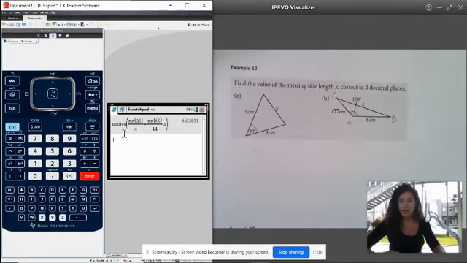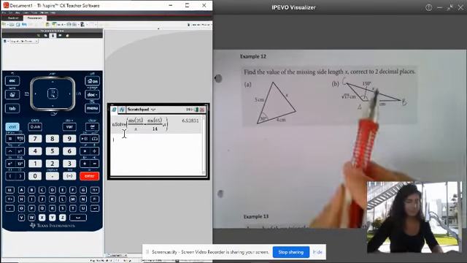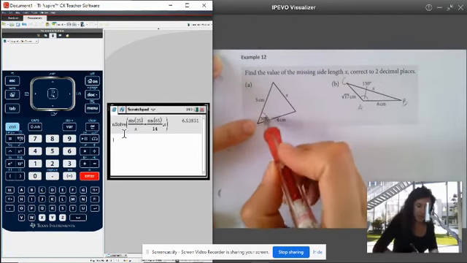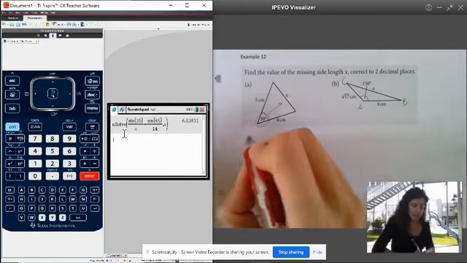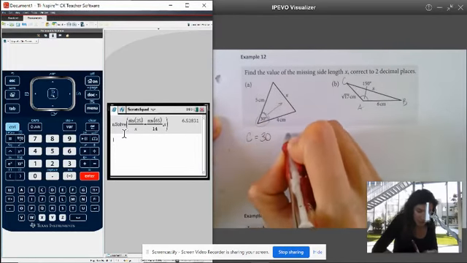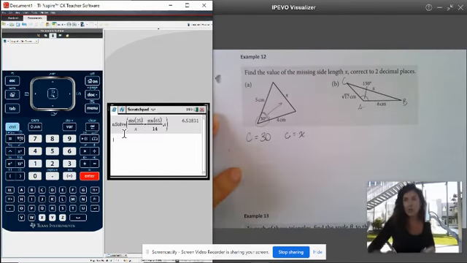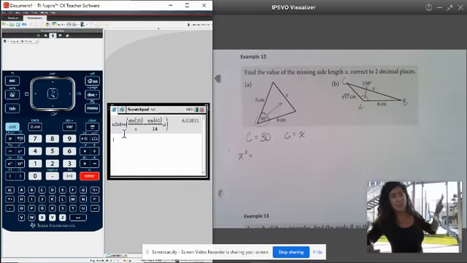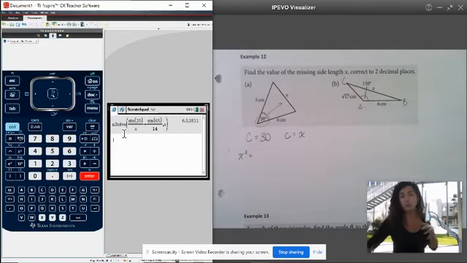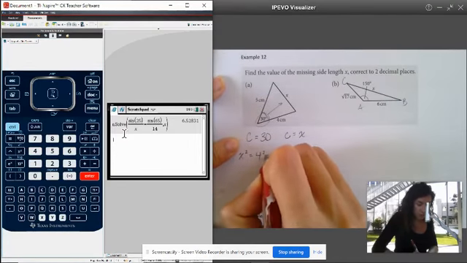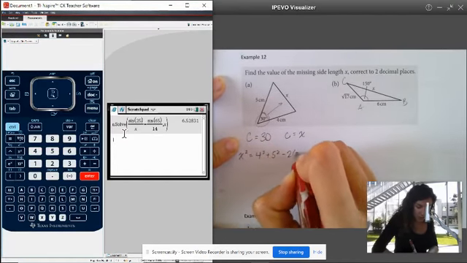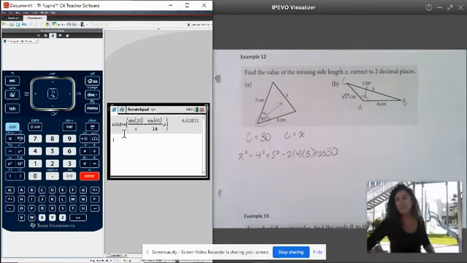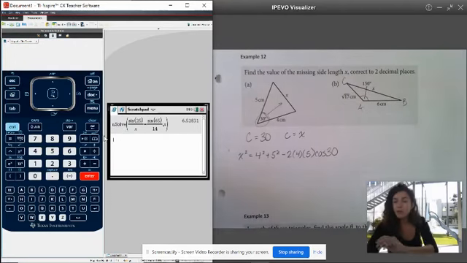All right, so going ahead and using our calculator, find the value of the missing side length correct to 2 decimal places. We have an angle and its opposite side, so uppercase C is 30 and lowercase c is x. When we build our formula, it's going to be x squared equals, and from there it doesn't matter which one's 3 or 4 or 5. So I'm going to do 4 squared plus 5 squared minus 2 times 4 times 5 times cosine of 30. Use numerical solve if you want to use numerical solve.